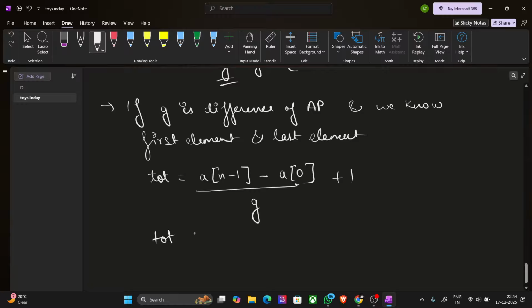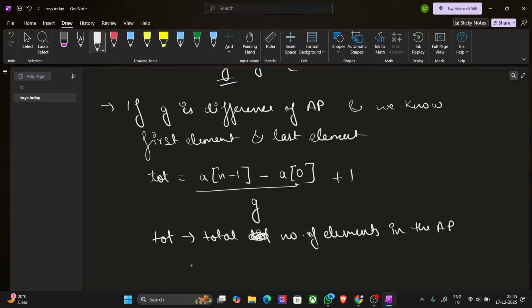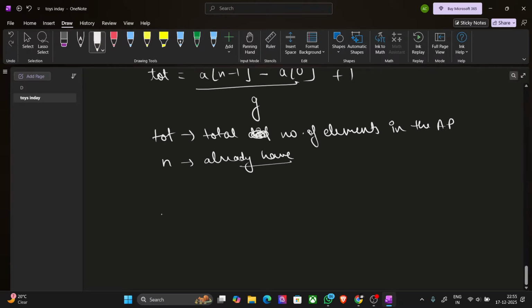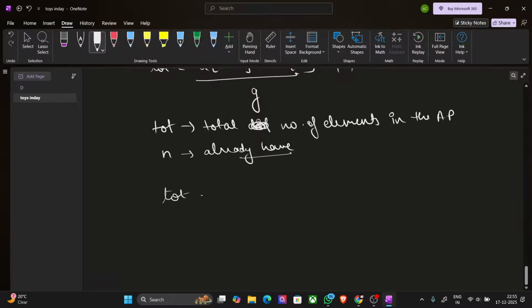Now tot is the total number of elements in the AP. How many elements do I need? I already have n number of elements. Then I will just need tot minus n number of elements.